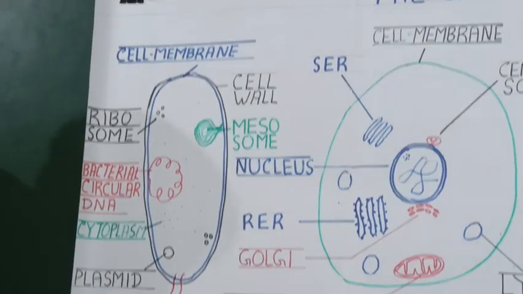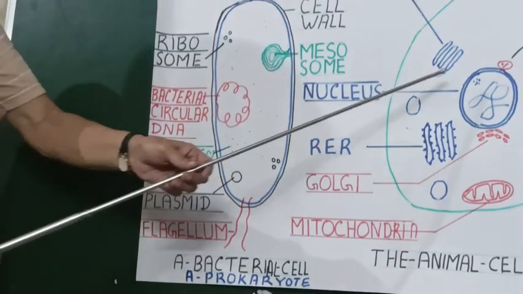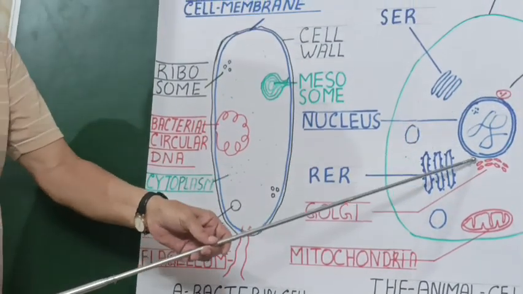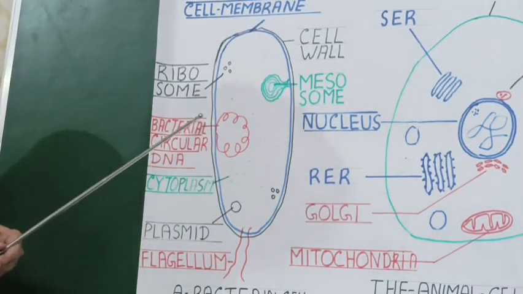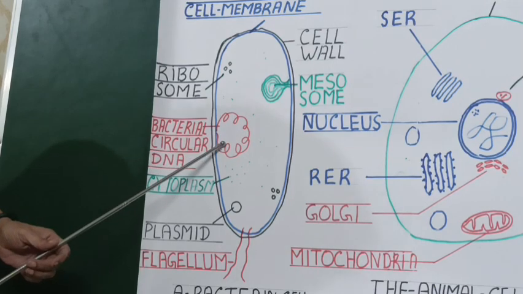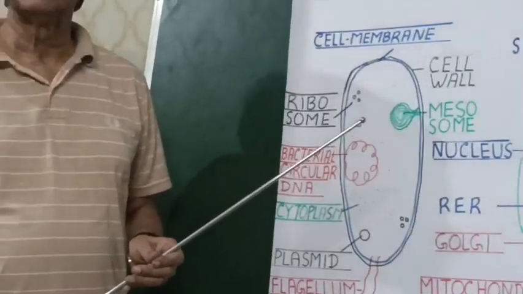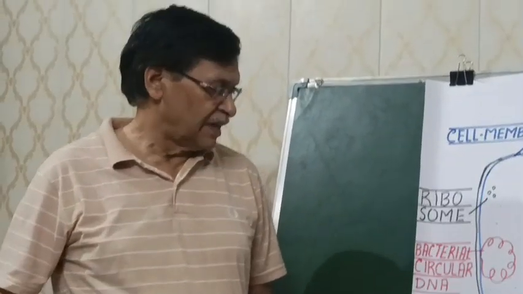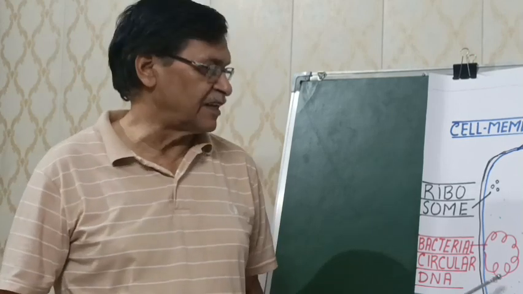One is the prokaryotic cell, in which there is no nuclear membrane and the nuclear material, DNA, is attached to the cell membrane at a point. There are no cytoplasmic organelles and no histone protein. Such cells are called prokaryotic cells, for example, a bacterial cell.